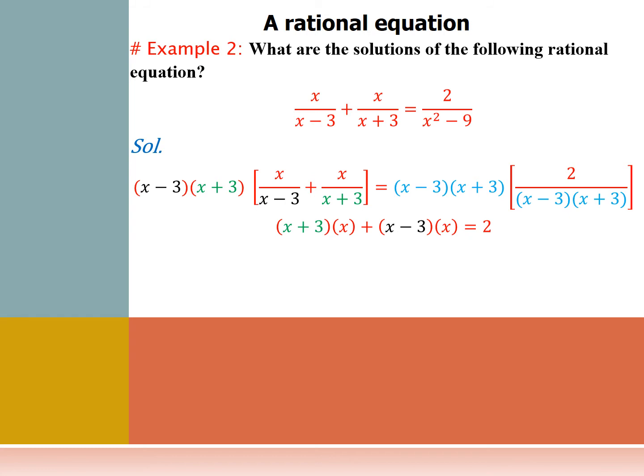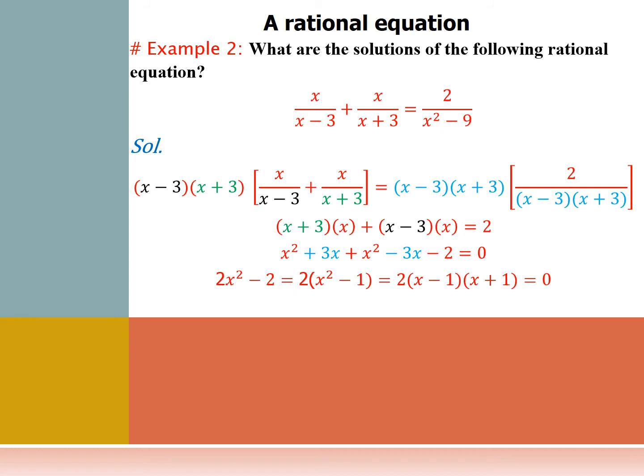So distribute now x over both parentheses. We will have x times x squared and x times 3, 3x for the first part, and for the second part x squared minus 3x. Now move 2 to the other side, we will get minus 2. So 3x minus 3x is 0, and so we will get x squared plus x squared, it's 2x squared. 2x squared minus 2 is equal to 0.